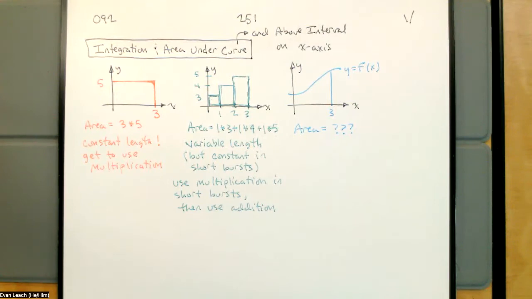So no problem. Multiplication is just fast addition. It's repeated addition when everything's the same. We get to use multiplication. If things aren't the same, then we just use addition.